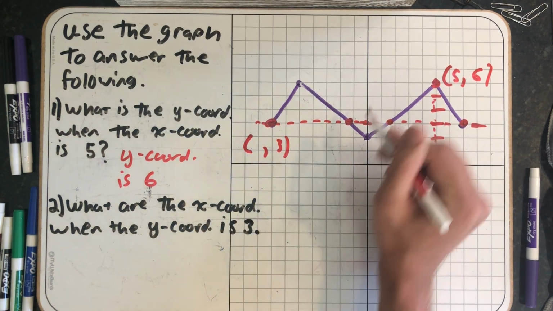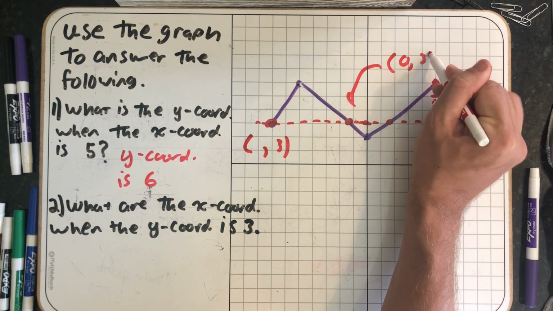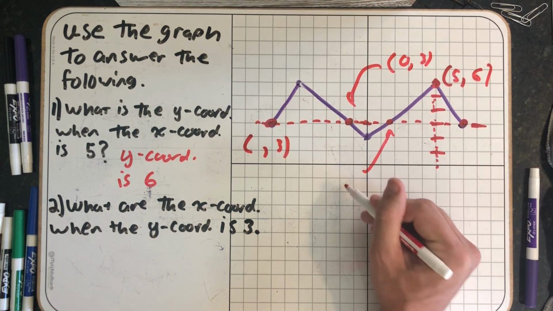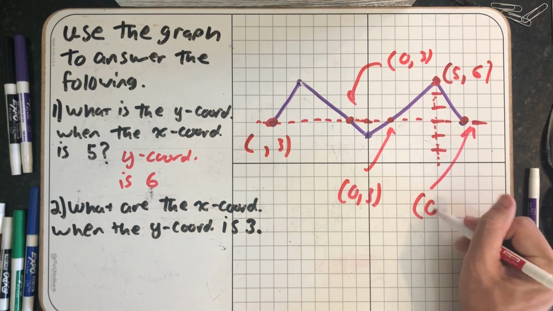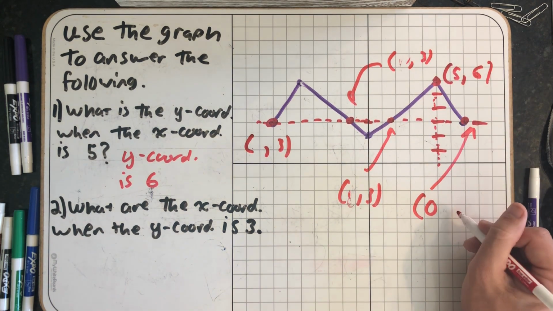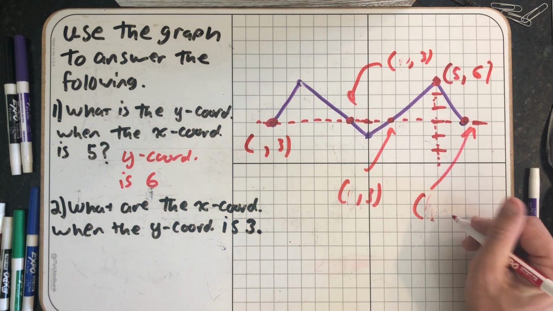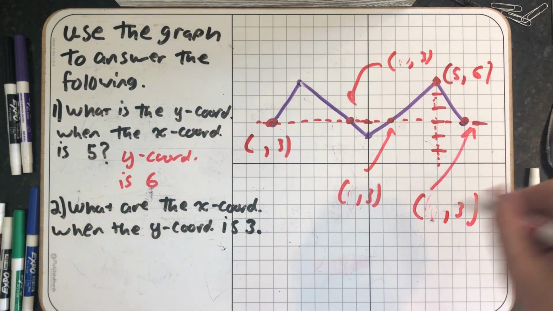So that point has a y-coordinate of 3 because it's 3 units above the x-axis. This one, and that last one over there on the far right-hand side. Just leaving a blank for now. All right, so I need to figure out x values to go in those spots.